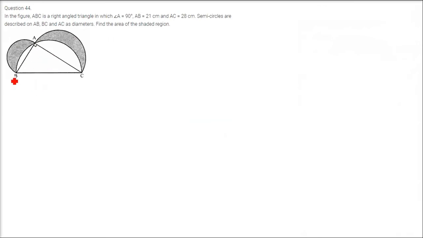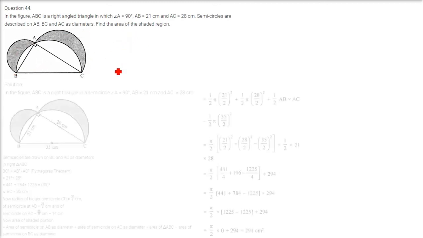In this figure, ABC is a right angle triangle in which angle A is 90 degrees, AB is 21 centimeter, AC is 28 centimeter. Semicircles are described on AB, AC and BC. So we have this one, and this one. Find the area of the shaded region.